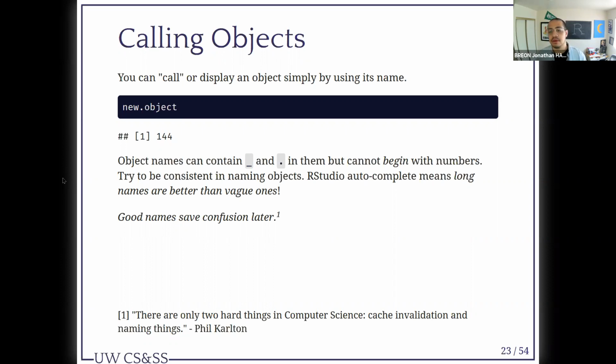Come on. Try to be consistent in naming objects. RStudio autocompletes. RStudio's autocomplete means that long names are better than vague ones. Good names save confusion later.